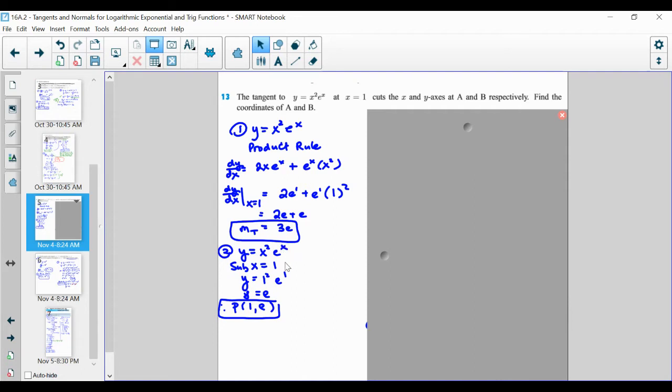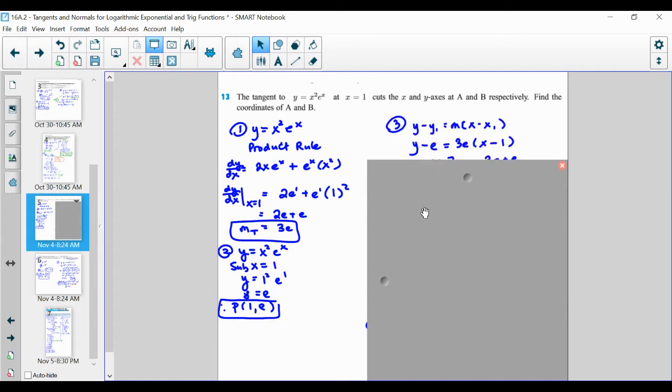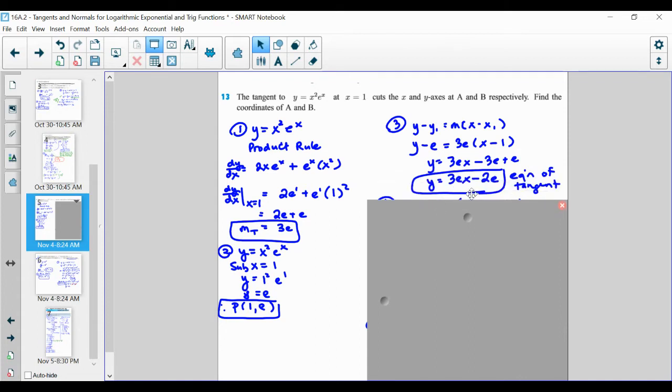Then I take the original function, and I'm going to plug in the value 1. I'm going to find the point of contact, which is 1 and e. Okay, and I'm going to write my equation. So the equation of the tangent is y minus e is equal to 3e, which was my slope, times x minus 1. I'm going to simplify and get y equals 3ex minus 2e.